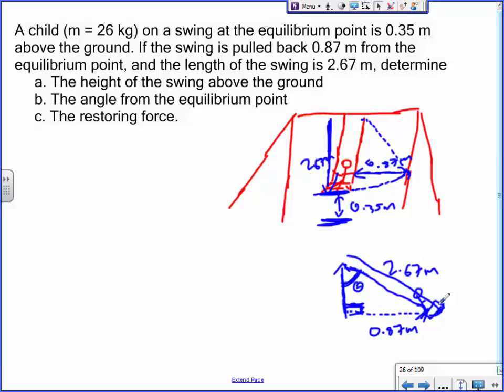Well, the swing itself is 2.67. I've pulled her back 0.87. So for part B, we should take the sine inverse of the opposite over the hypotenuse. And that should get us the angle that she's been pulled back on the swing. Inverse sine of 0.87 over 2.67, 19 degrees.